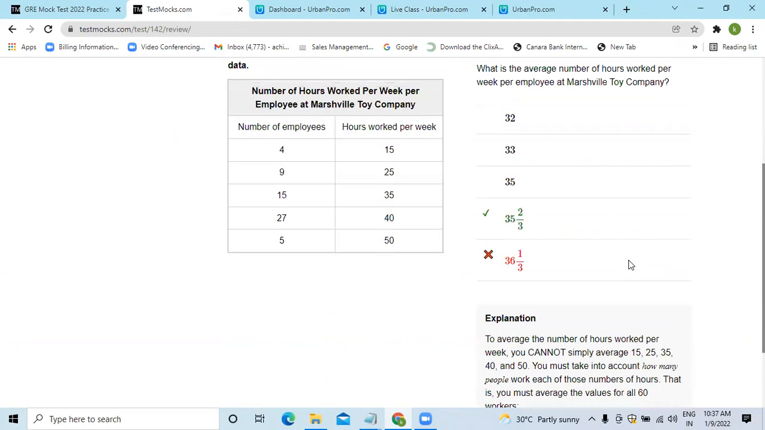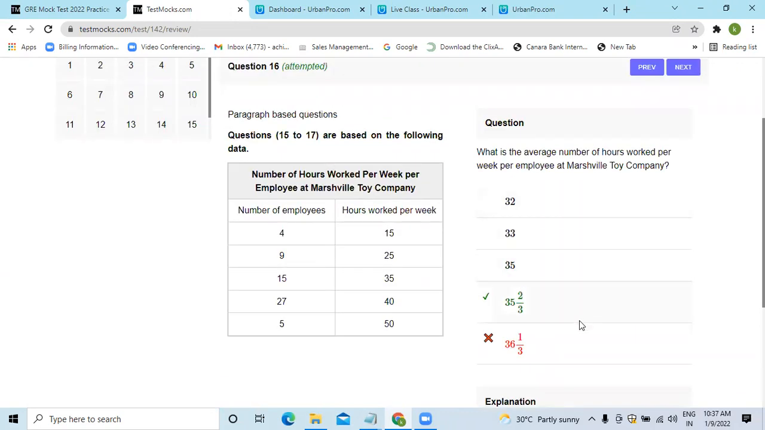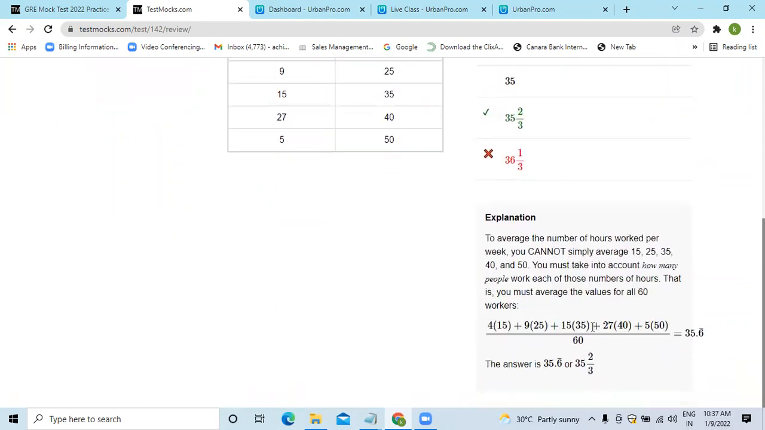Yes, this is wrong. So the mistake you made was, you should remember that it has a frequency: 4 into 15, plus 9 into 25, plus 15 into 35, plus 27 into 40, plus 5 into 50, then divided by 60, correct? Yes, sir. Because this is a frequency.